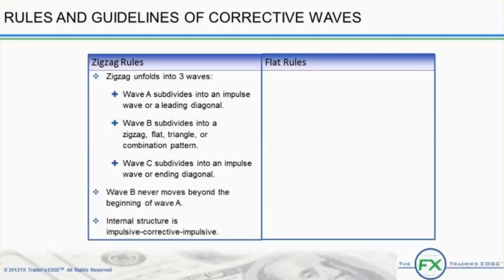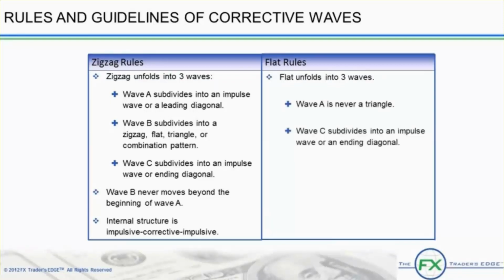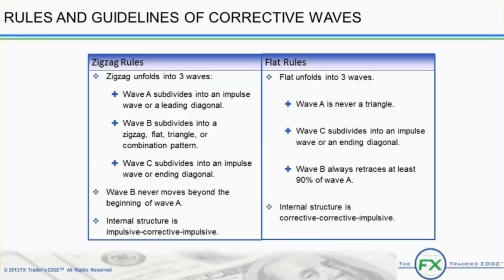And now on to the flat rules. The flat unfolds into 3 waves. Wave A is never a triangle. Wave C subdivides into an impulse wave or an ending diagonal. Wave B always retraces at least 90% of wave A. And the internal structure is corrective, corrective, impulsive.